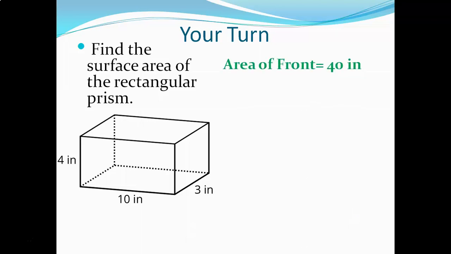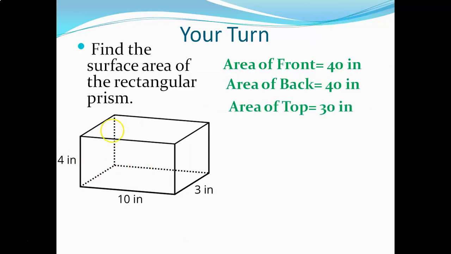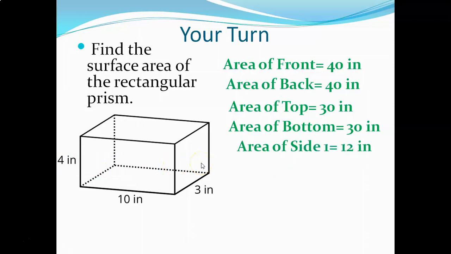So the front is 40, 4 by 10. If the front's 40, you know the back's 40. Now we go to the top. The top is 10 by 3. 10 by 3 is 30. The top's the same as the bottom. The side, we have 3. Nothing given over here. Oh, wait, it's over there. We know that. 3 by 4 is 12. Sides are the same. Now you add them all up.